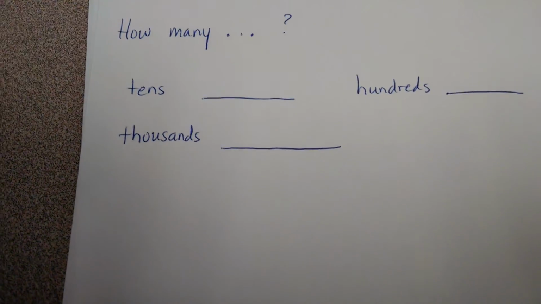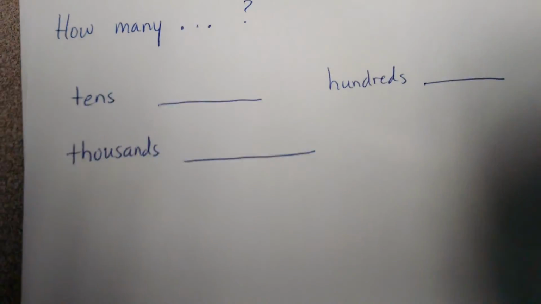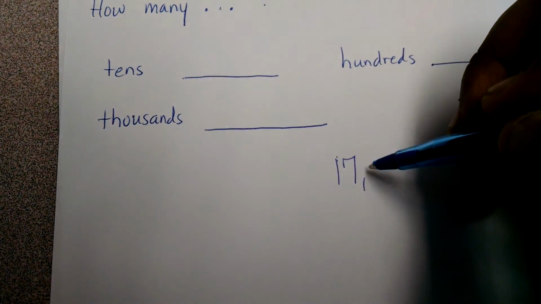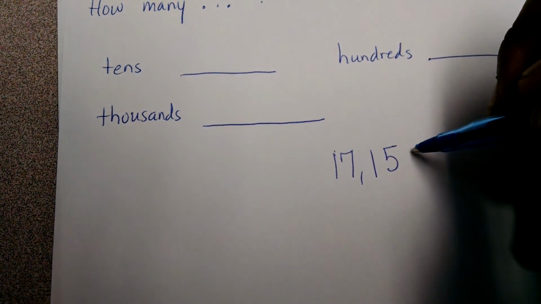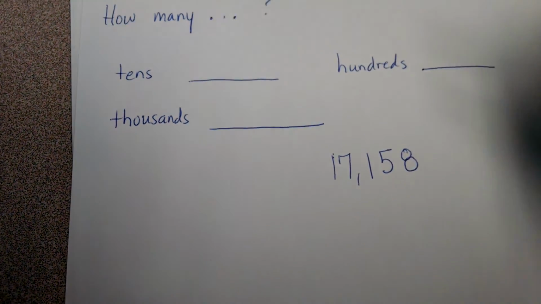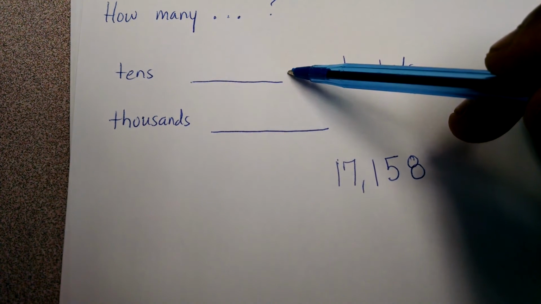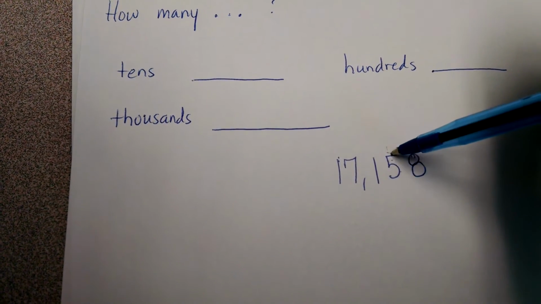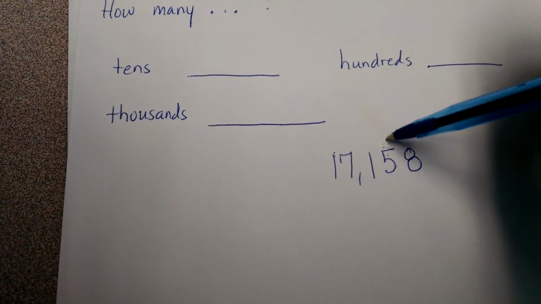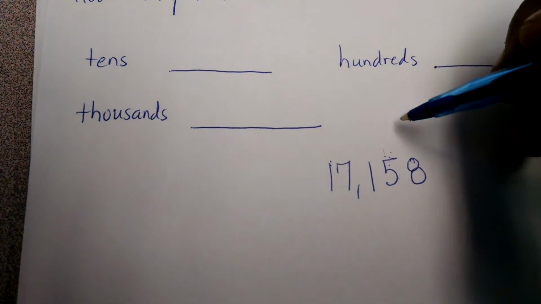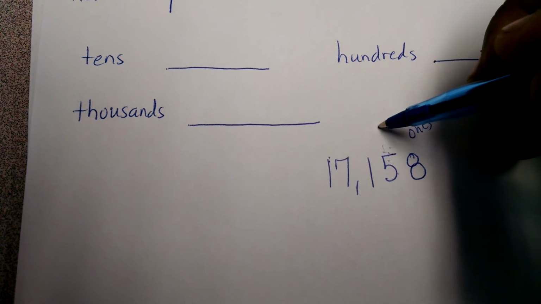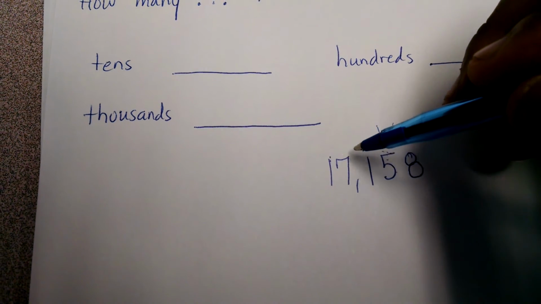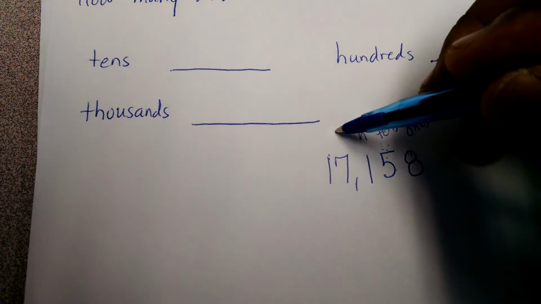Now we move to something a little more sophisticated and challenging. Let's take a number such as this, 17,158. And I want to know how many tens are in this number. Now, you would think, well, 5 is in the tens place, so there's 5 tens. But when you look at the whole number, this number is way too big just to have 5 tens, because that would be 50. This number is 17,150.